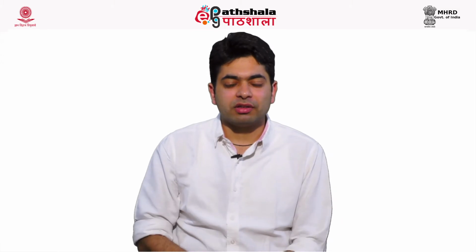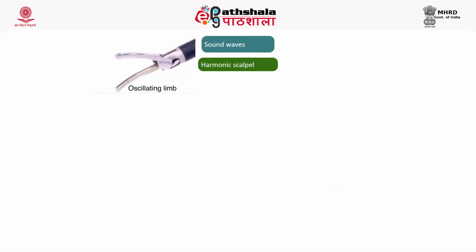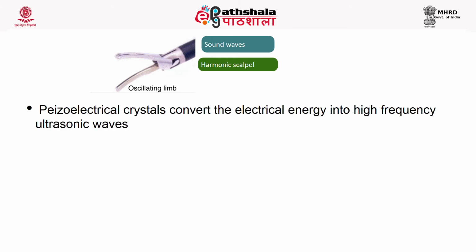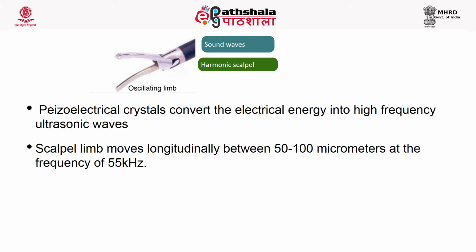So after discussing the most commonly used energy source based devices in surgery, we are coming to the other devices. The first of these is sound waves. The first instrument which is based on sound waves is known as the harmonic scalpel. As we can see in the inset diagram, it has two limbs. One is just a physical limb. The limb which is in the longitudinal direction, this is the oscillating limb.